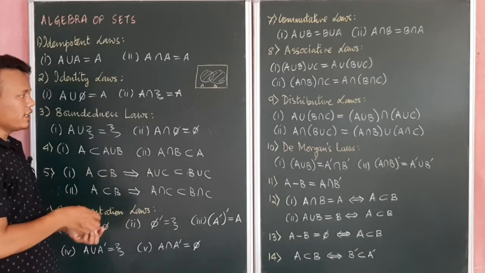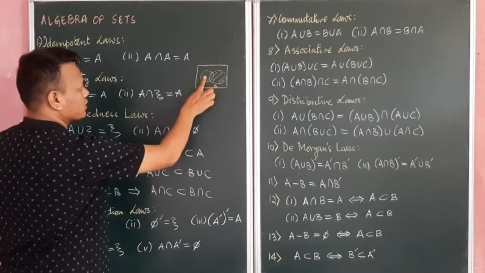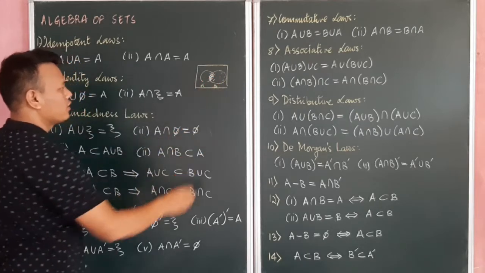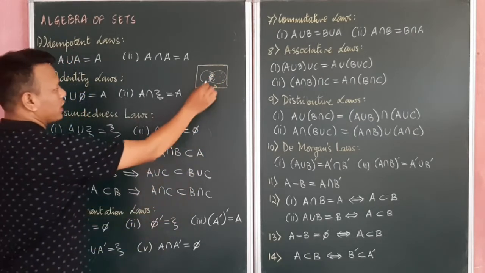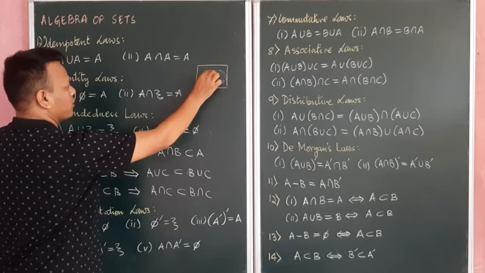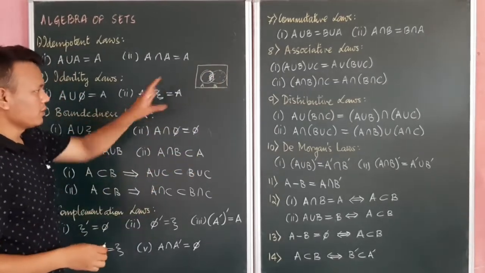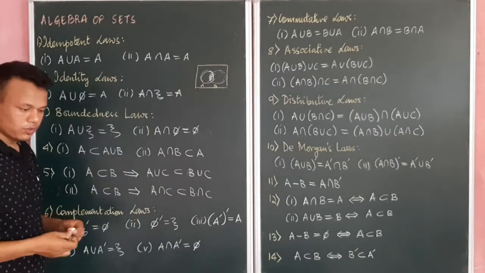Alright. Now what is A intersection B here? A intersection B will be this part, isn't it? So this is your A intersection B. Now this A intersection B is a part of A, isn't it? So that's why A intersection B is a subset of A. That's what is being said here according to this law.